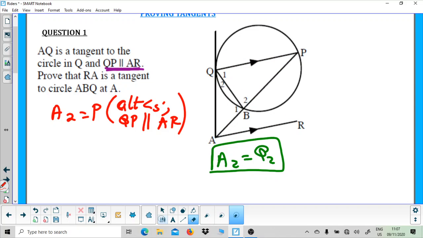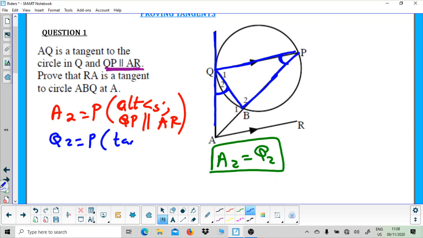I want you to notice something else. There is a tangent right here. We were told that little thing right there is a tangent. AQ is a tangent. There is a chord which is in contact with it, and I want us to use this chord right here. So Q2 happens to be an angle between a tangent and a chord. So to figure out what it is equal to, you go on both sides of this chord and then you draw it until you reach the circumference. As you can see, it will be this angle that is right there. So Q2 itself must be equal to P, and that is tan chord theorem.